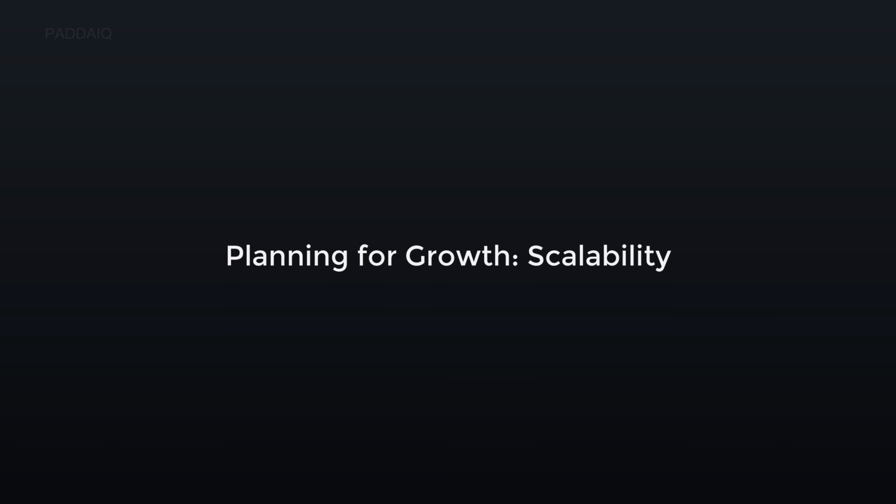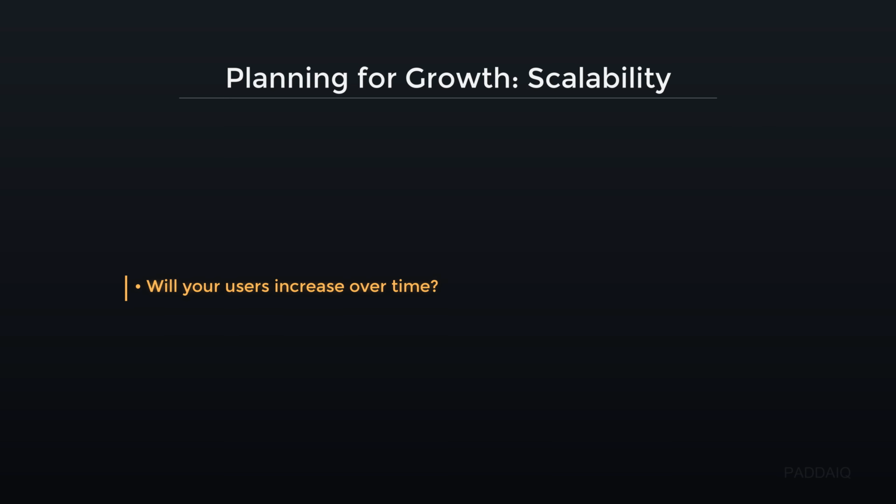Planning for growth with scalable architecture. Will your users increase over time? This means your SAP BTP applications must handle more people using them without slowing down. For example, a startup's customer portal must remain fast as it grows from hundreds to thousands of users. Planning for this growth ensures a consistently smooth experience for everyone.